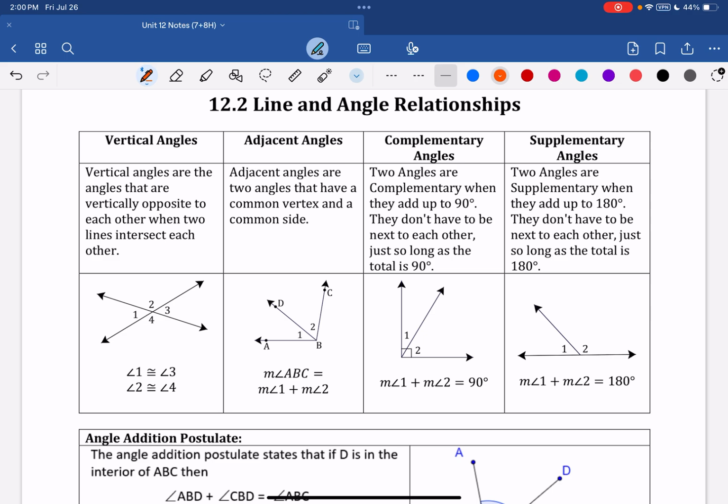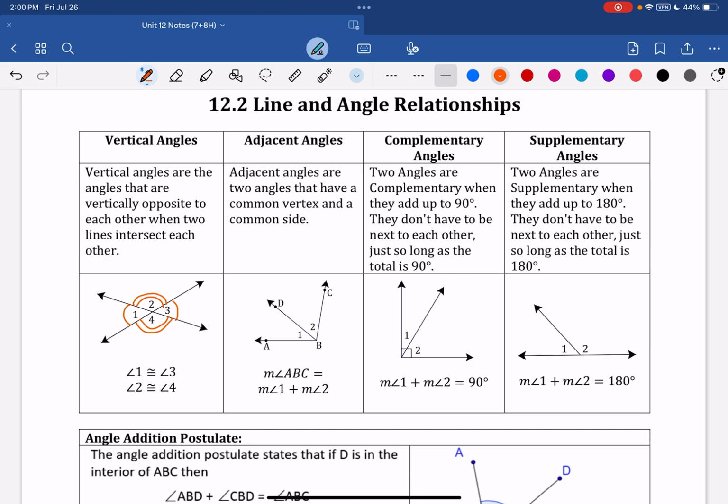Vertical angles are the angles that are vertically opposite to each other when lines intersect each other. They are always congruent. So they're across each other in the X. This is our symbol for congruent. Congruent is just a fancy way of saying equal, but in different locations. We mark angles with the same markings to say that they're equal in measure. So 1 and 3 are vertical, 2 and 4 are vertical.